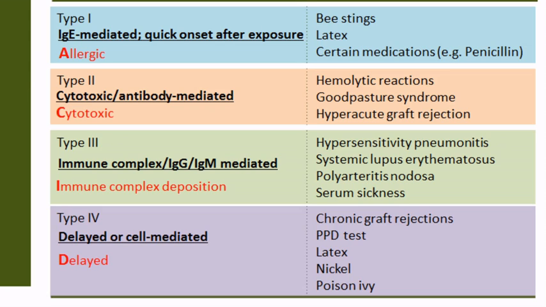Finally, type 4, which is the delayed or cell mediated hypersensitivity, is associated with chronic graft rejections, hypersensitivity to latex, even metals like nickel, and plants like poison ivy. So these are a few examples of the diseases or allergic reactions shown by human beings due to hypersensitivity reactions in their body.